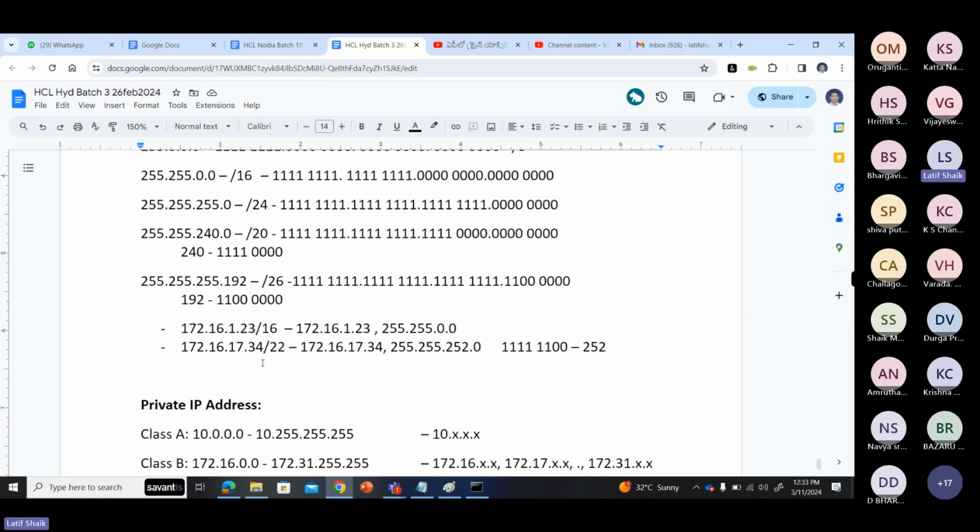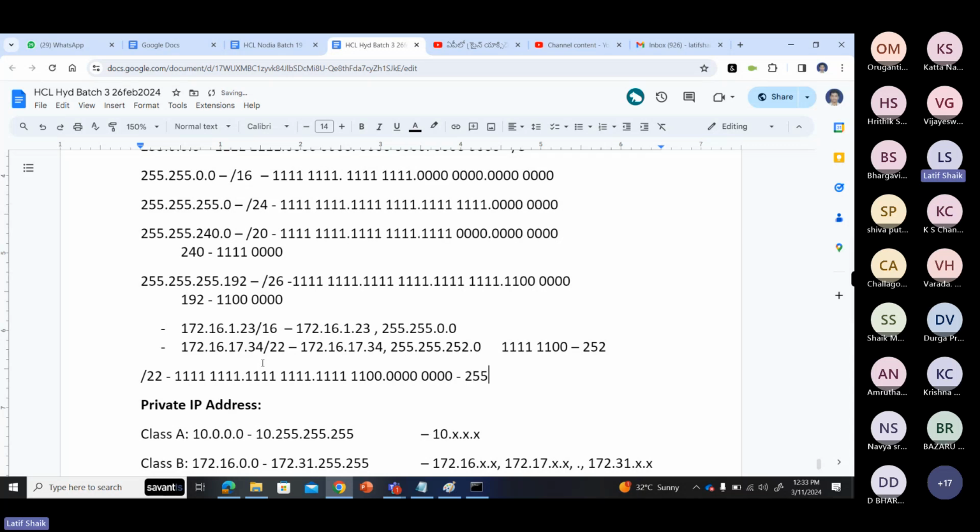/22 means 22 ones. The first 8 ones are completed, the next 8 ones are completed, so 16 ones are completed. 22 minus 16 is 6, so 6 ones. Those 6 ones are completed, and the remaining are 0. That covers the first, second and third octets, and the fourth octet is 0.